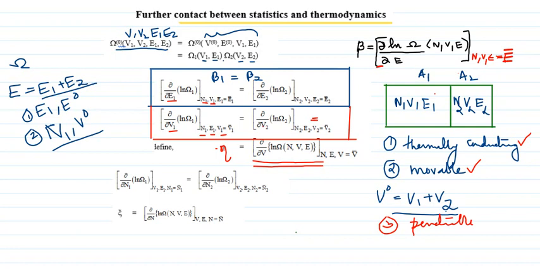Atoms can move through the walls. That means the wall is porous. In that case also you will have three equations. First one is for equilibrium, beta has to be the same. For equilibrium, eta has to be the same.